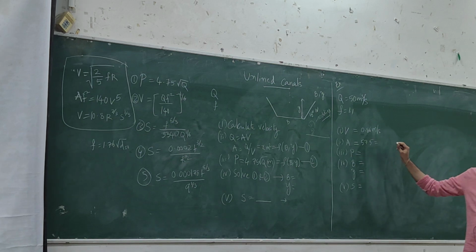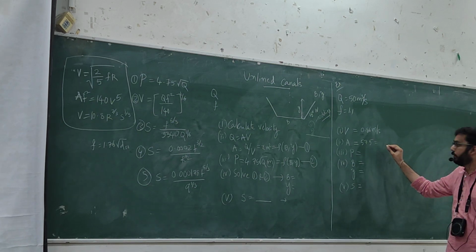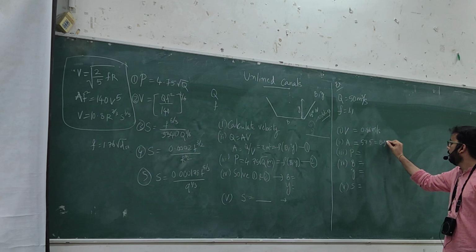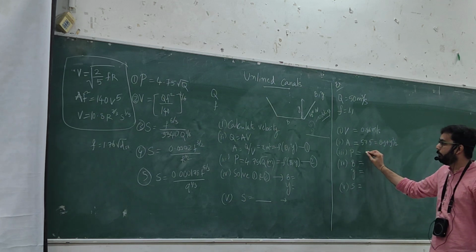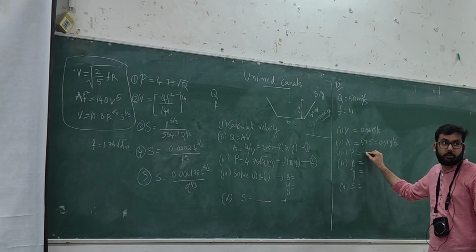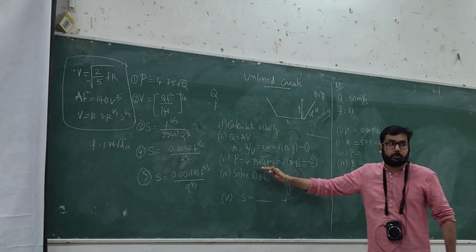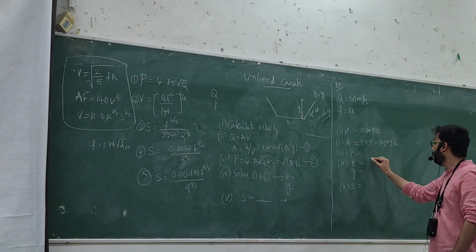What trapezoid? By plus y square upon 2. Okay. And what is the perimeter P? Give me the value first. 33.5.